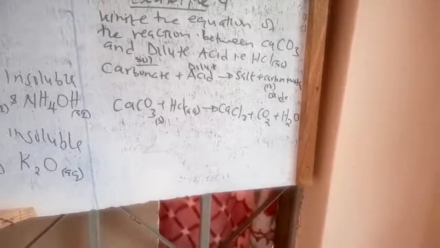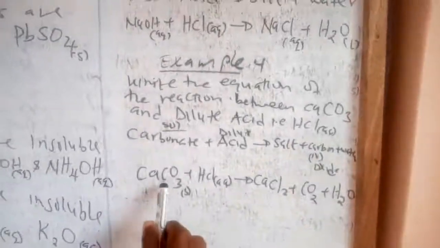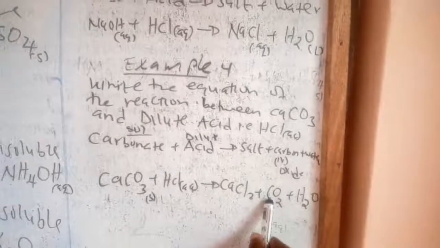Then you ask yourself, is calcium balanced on both sides? The answer is yes, because there is only one calcium on both sides, that is the reactant side and the product side. Then what about the carbon? The carbon, is it balanced? The answer is yes also. Why? Because there is only one carbon here, and also there is only one carbon here.